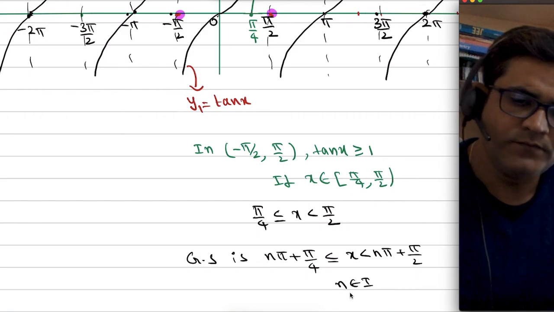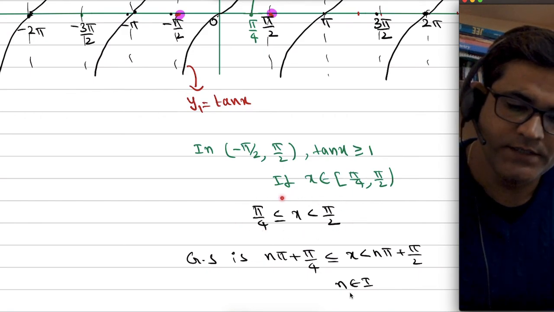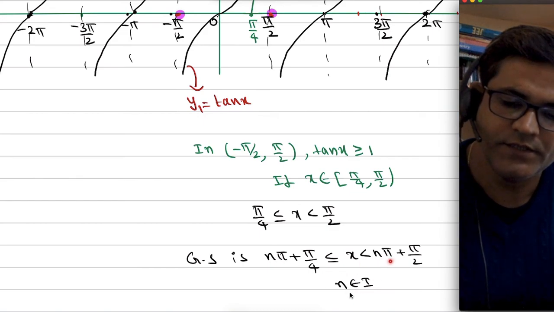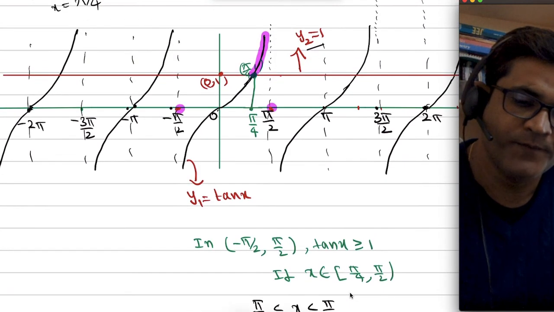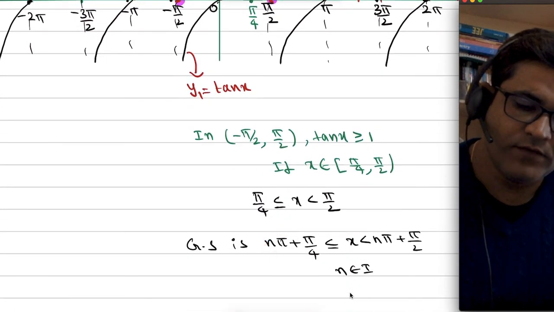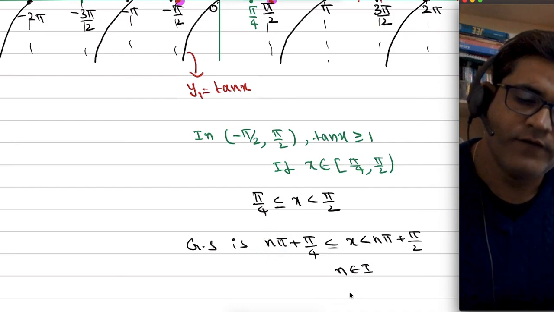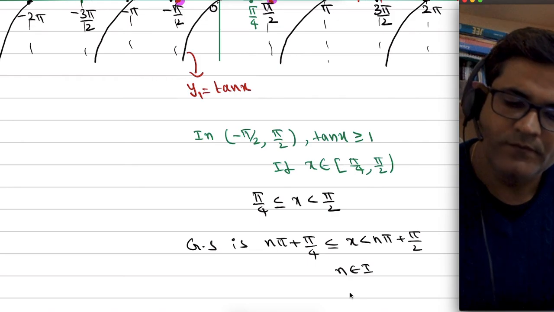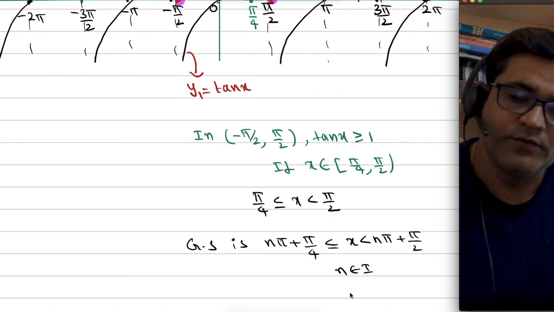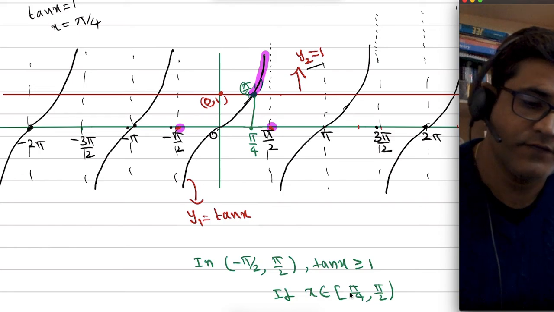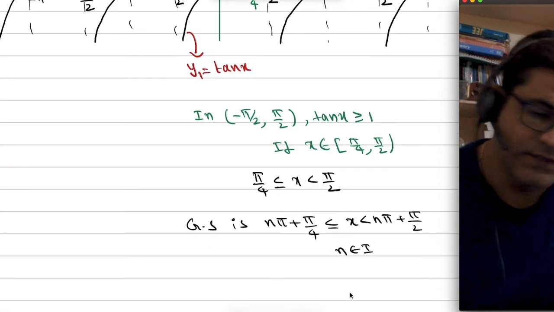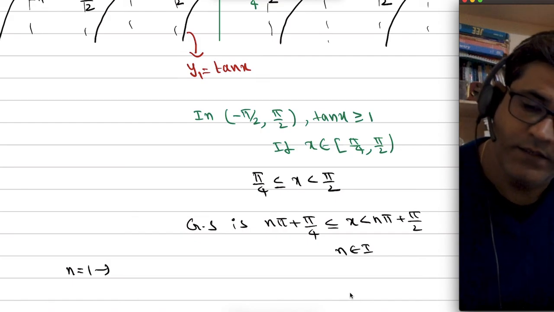This part is when n is equal to 0. If you put n equal to 0 in this inequality, you will get pi by 4 to pi by 2. So that is this part. Now, if you put n equal to 1, you will get 5 pi by 4 to 3 pi by 2. That is the next interval you will get.